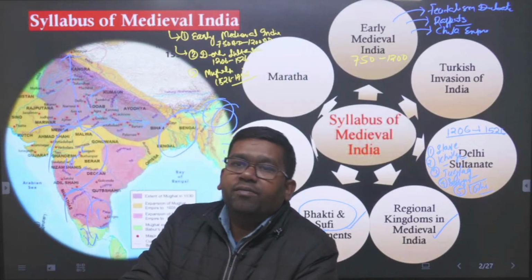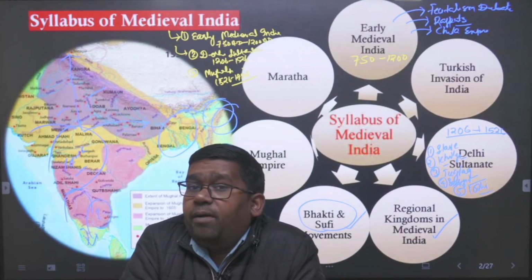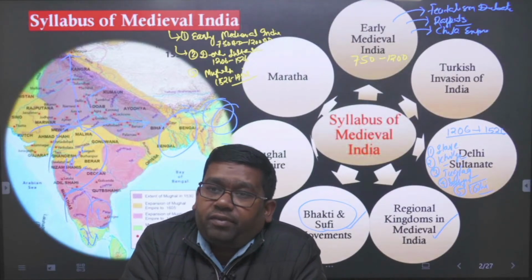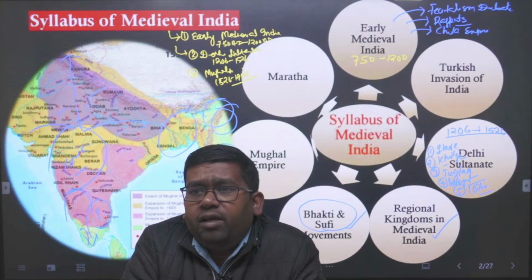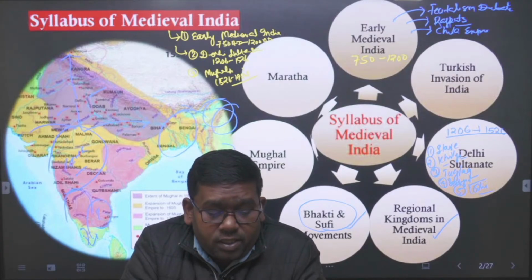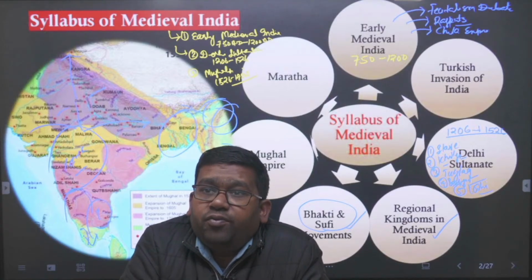In the case of Sufism, we have Qutbuddin Bakhtiyar Kaki, then Muinuddin Chishti, Nizamuddin Auliya, and Chirag Dilli. So these are the important saints of this time. This is the way the Bhakti movement starts. So this completes our chapter 5.